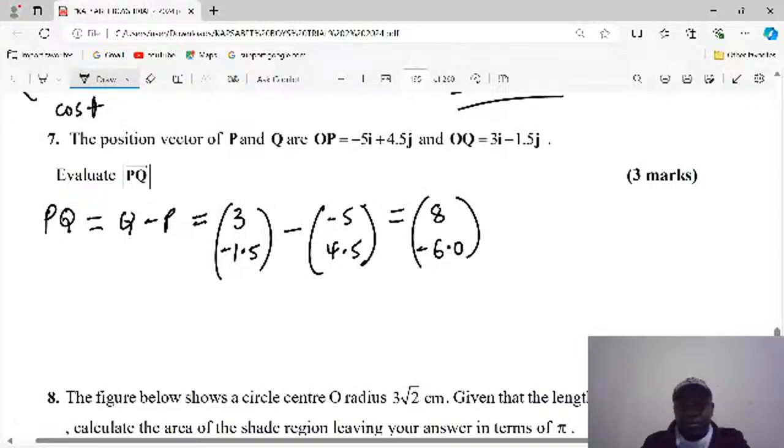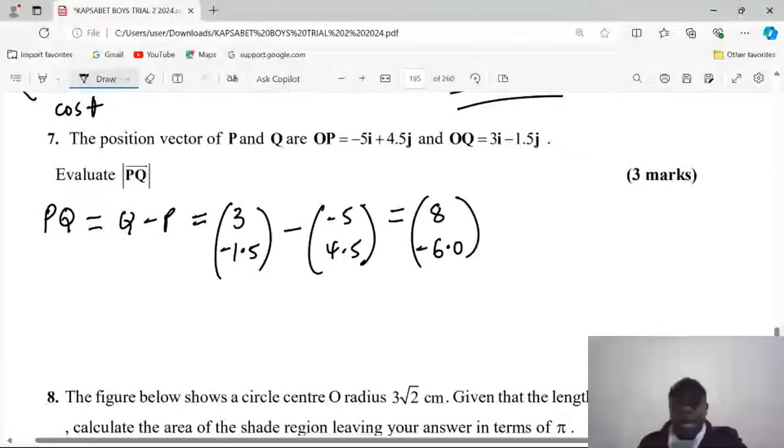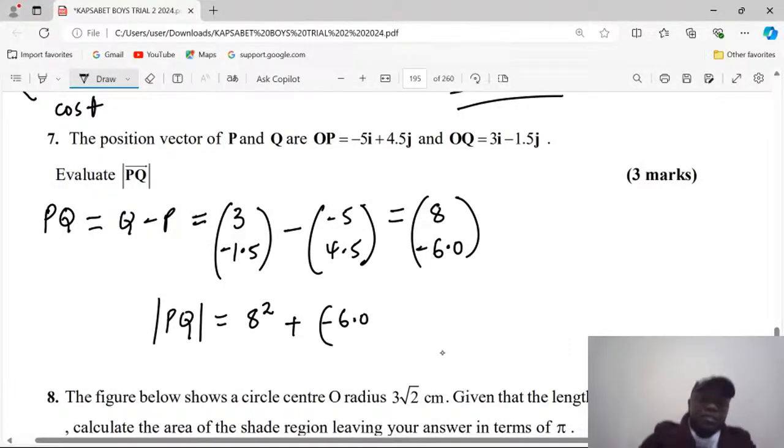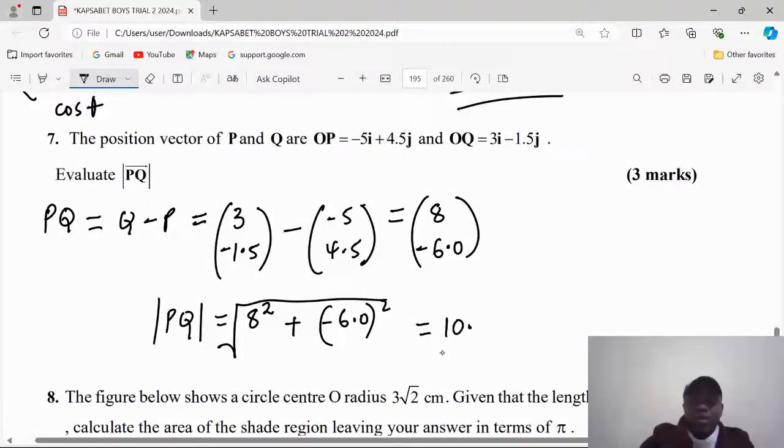For us to get what we are calling the magnitude, we need to square the x component. So we'll have the magnitude of PQ being given by 8 squared plus negative 6.0 squared. Then we obtain the square root. This is automatically 10.0 square units.